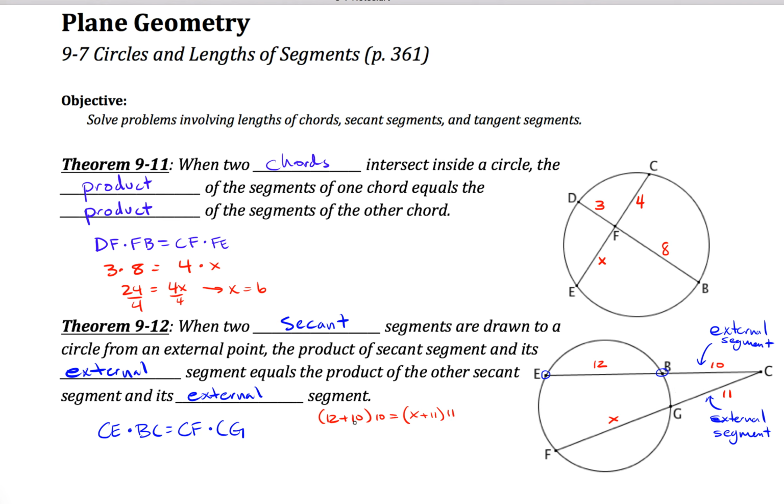So now if I clean this up a little bit, I would have 12 plus 10, which is 22 times 10, equaling, and then I can distribute right here, 11x plus 121. So that would mean that 220 would equal 11x plus 121. And then I could subtract the 121 from both sides, and that would say that 99 equals 11x. And that would mean that x is, of course, going to be 9. So that's how we could set up a problem using theorem 9-12.